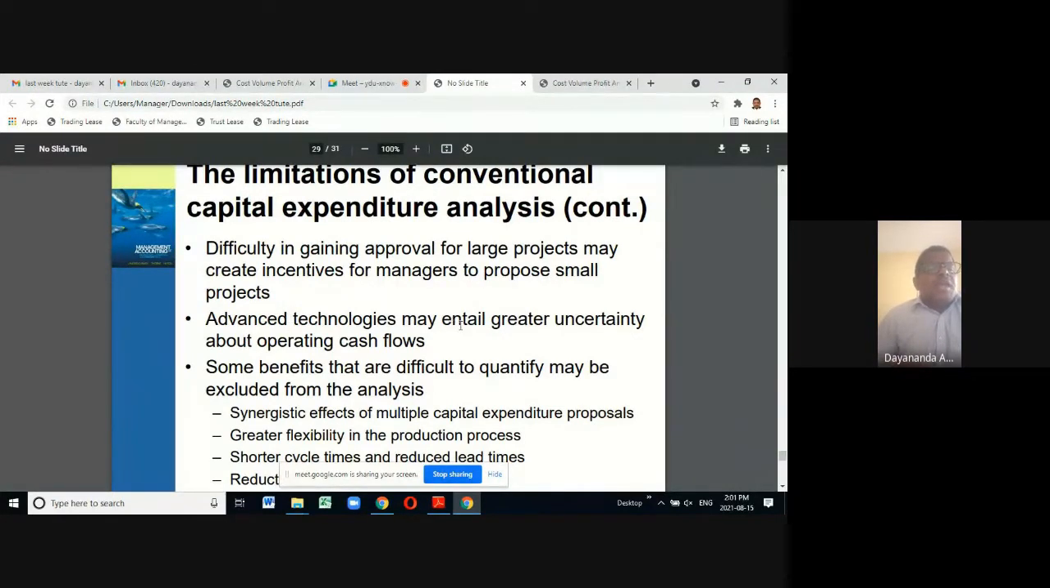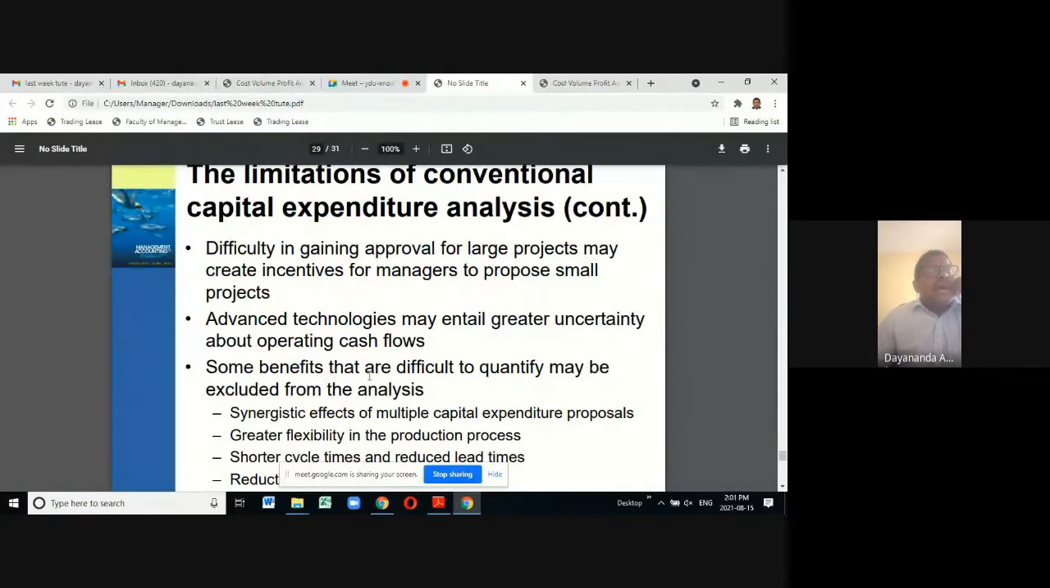Advanced technologies may entail greater uncertainty about operating cash flows. When technology, especially IT, information technology, is involved, the product life cycle is becoming less and less. So uncertainty is there. We don't know what will happen tomorrow, what technology comes in tomorrow. So there is a high level of uncertainty about the operating cash flow.